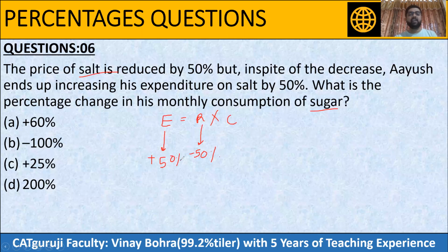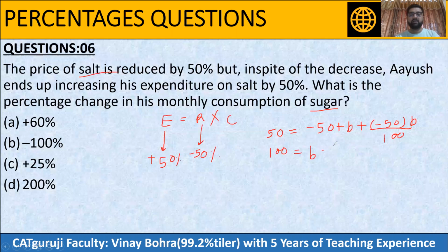So overall increment is A plus B plus AB by 100. So overall expenditure is a 50% increment. Your A is minus 50, which is rate. B is consumption, plus minus 50 into B by 100. So this will give us 100 equals B minus B by 2. So on solving this, we'll get B equals 200%. So your consumption can increase by 200% in this particular question.